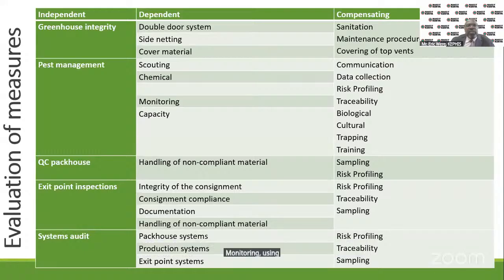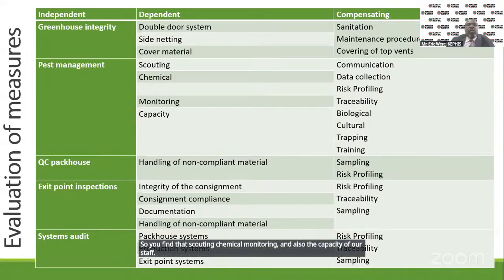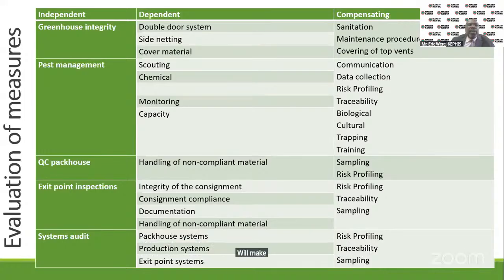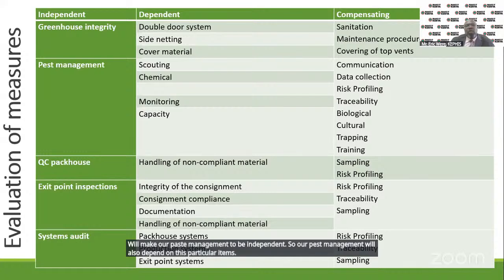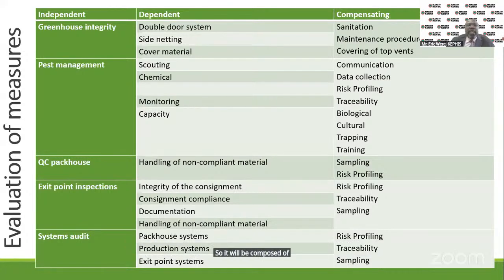Monitoring using our traps. How do we carry out the monitoring? Then do we have the capacity in our own farms? So you find that scouting, chemical use, monitoring, and also the capacity of our staff will make our pest management independent. So our pest management will also depend on these particular items. It will be composed of scouting, chemical sprays, and the monitoring of the pest FCM using our traps.